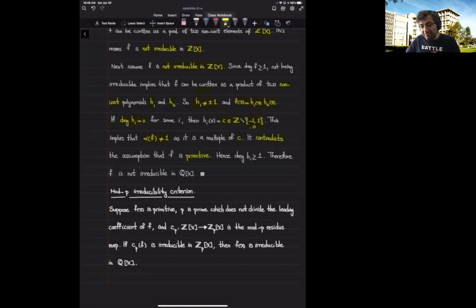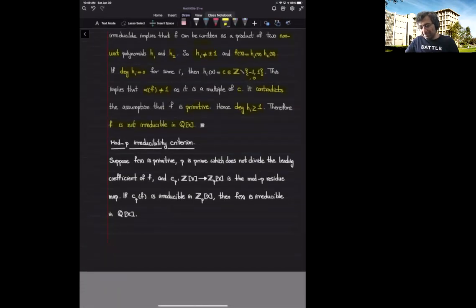Okay, so this means the degree of the A sub i's is at least 1. That means I've managed to write down F as a product of two non-constant polynomials in Q bracket X. The A sub i's belong to Z bracket X, so definitely they belong to Q bracket X. And so F is not irreducible in Q bracket X. This finishes the proof of this if and only if statement.